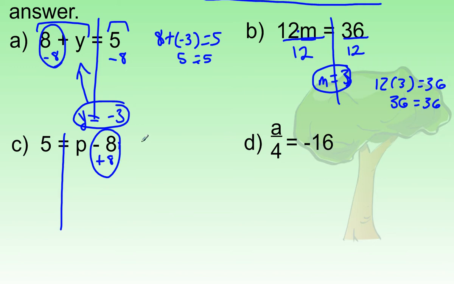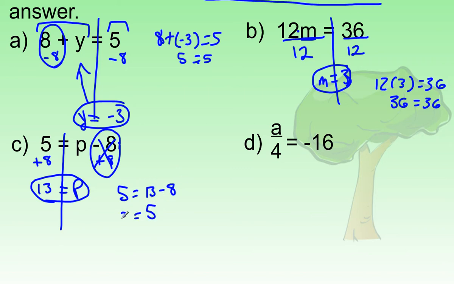And the reason why this works is the same reason why it worked up here. Look, I have a positive 8 minus 8 was 0. Here, negative 8 plus 8 is 0. This piece cancels out. So I have p equals. On this side, if I add 8, 5 plus 8 is 13. So I think this is the answer. Let's check. 5 hopefully equals 13 minus 8. 13 minus 8 is 5. So yes, this worked out. That is the solution to my problem. P equals 13.